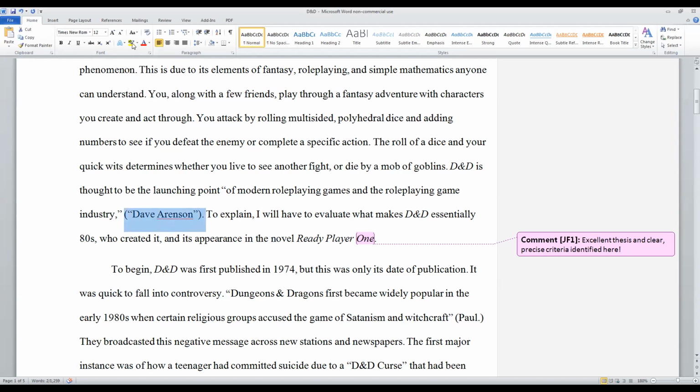To explain, I will have to evaluate what makes D&D essentially 80s. Okay, what makes it essentially 80s? And I'm going to change that a little bit. Who created it?